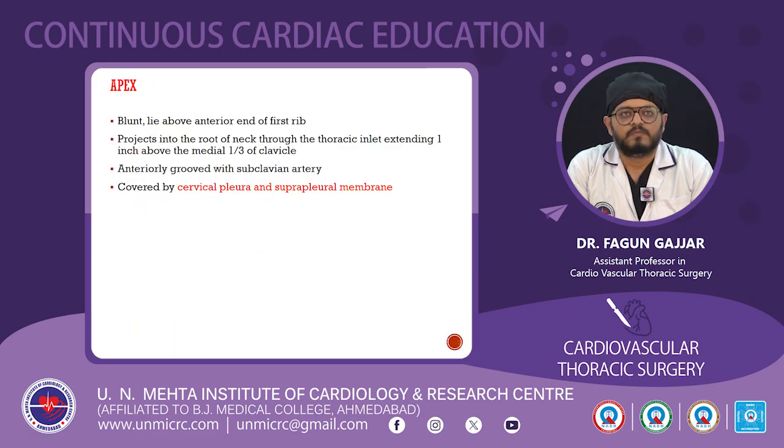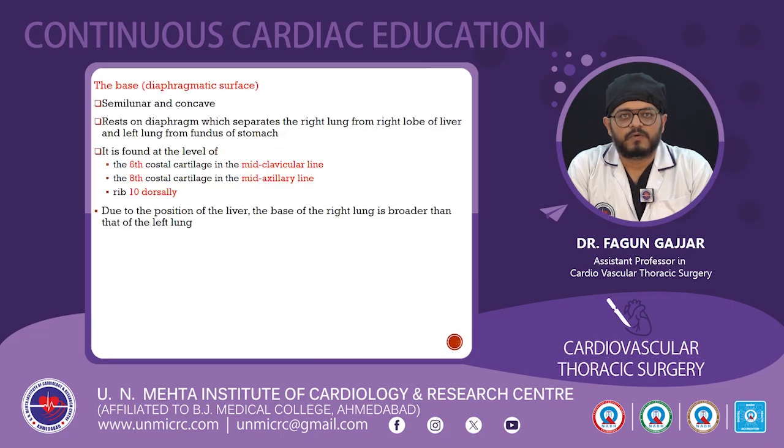The apex is blunt, lying above the anterior end of the first rib. It projects into the root of the neck through the thoracic inlet, extending 1 inch above the medial 1/3 of the clavicle. Anteriorly, it is grooved by the subclavian artery, covered by the cervical pleura and suprapleural membrane.